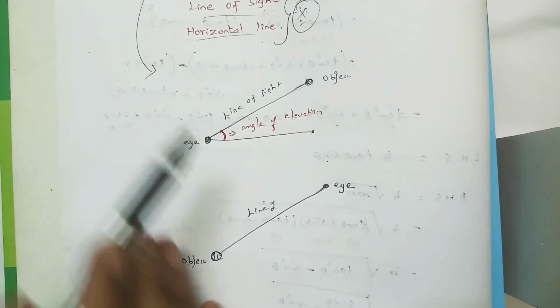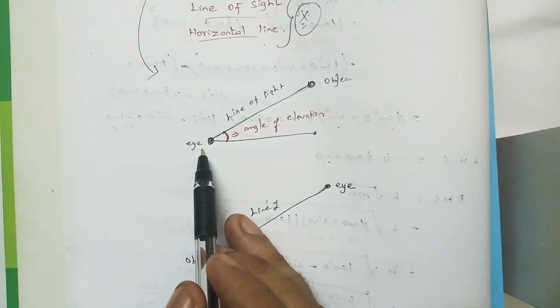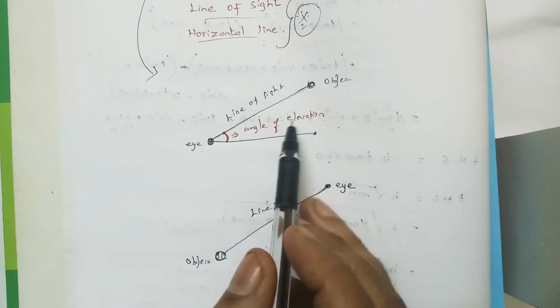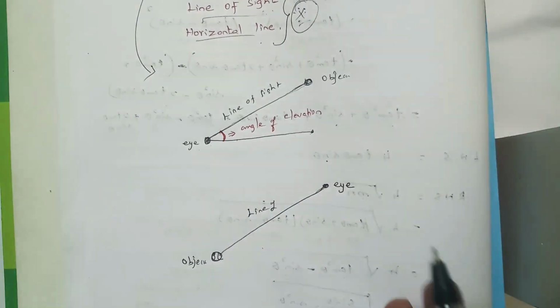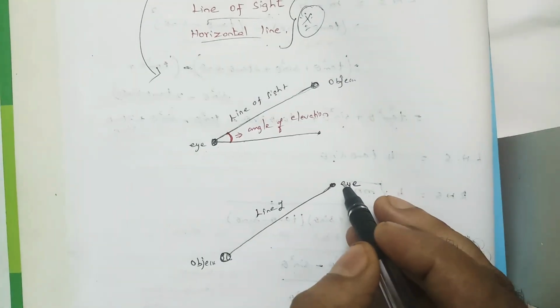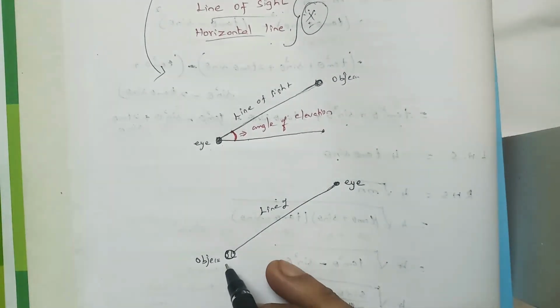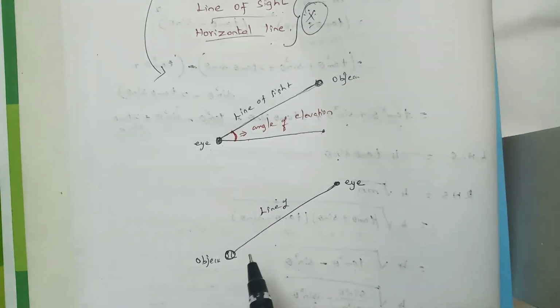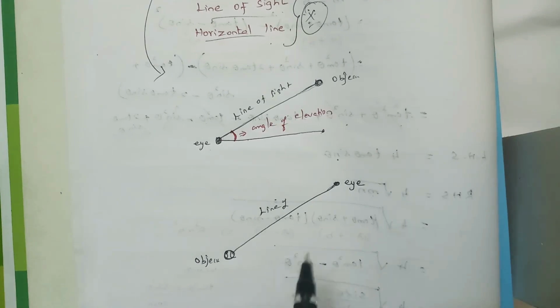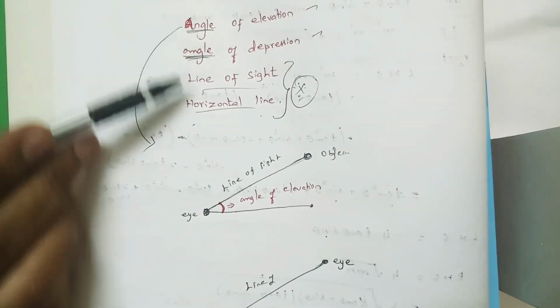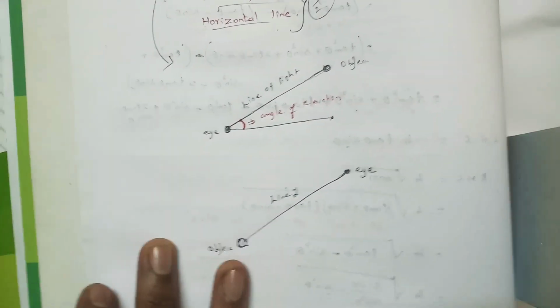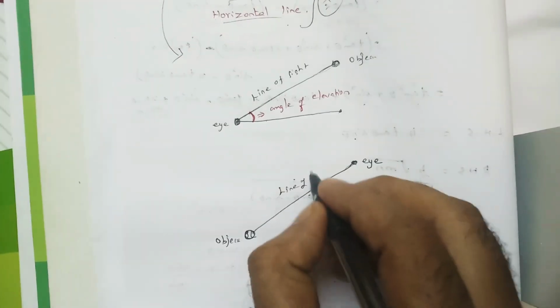Angle of elevation is when you are down and you are seeing the top, and the angle in between is the angle of elevation. Angle of depression is when you are at the top and you are observing some object down, and the angle in between is the angle of depression. I told you that the angle forms in between the line of sight and the horizontal line. Line of sight is from the eye to the object.